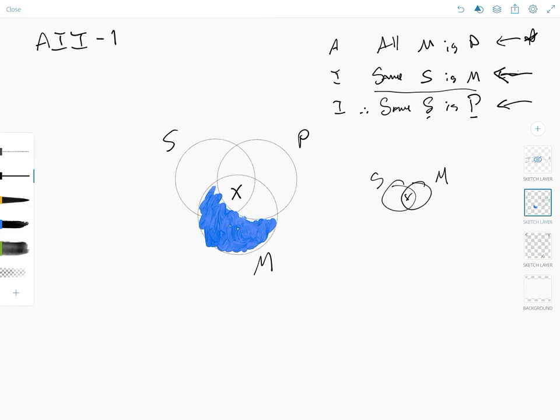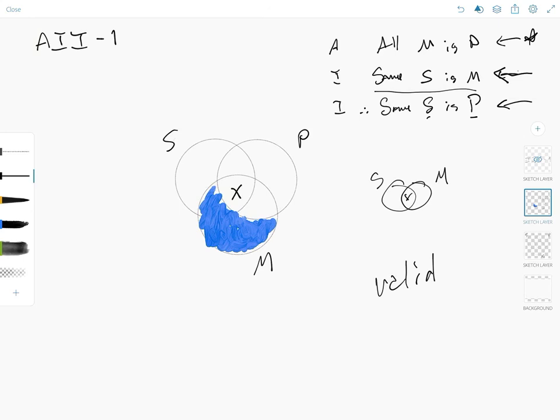So the question to ask then is, does this diagram, as it is, require the conclusion to be true? So look at where the X is in the diagram. It does, in fact, require that there's at least one S that is a P, and so this argument form is valid. Now, let's talk a moment about the X that is an S that's also a P.